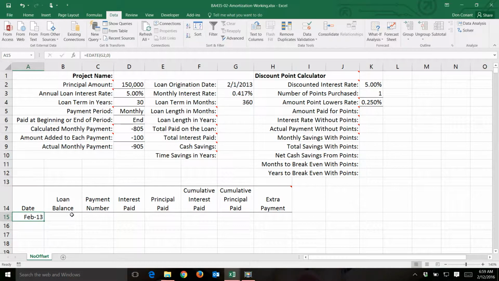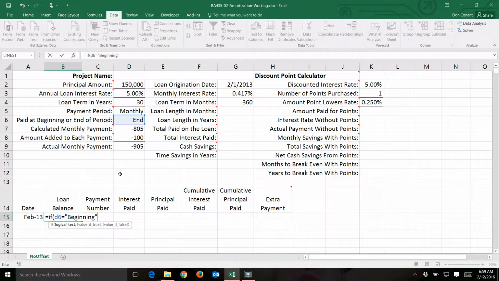digits of the year. For the loan balance, I need to start this off, and to start it off, I need to keep in mind whether the decision was made to pay at the beginning or at the end of the month. So I'm going to use an if statement: equals if. I'm going to take a look at this value in D6. So if D6 equals beginning, I'll set it for beginning.